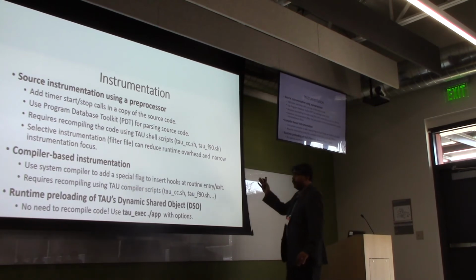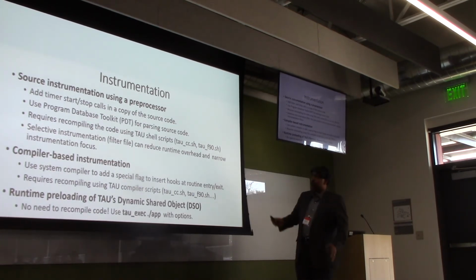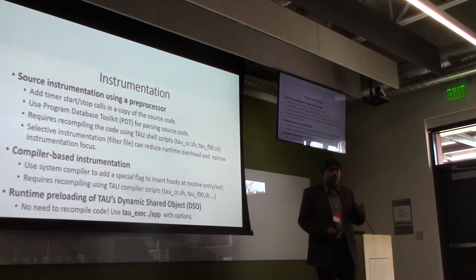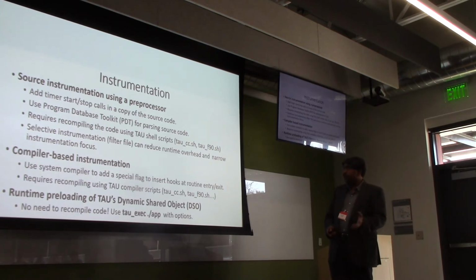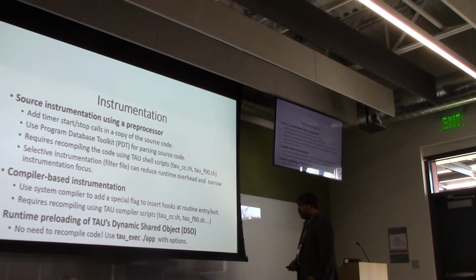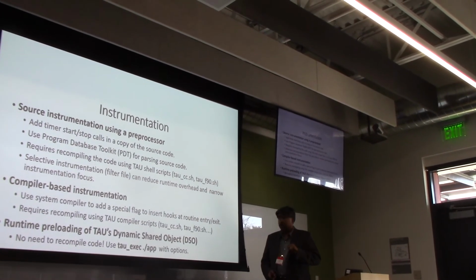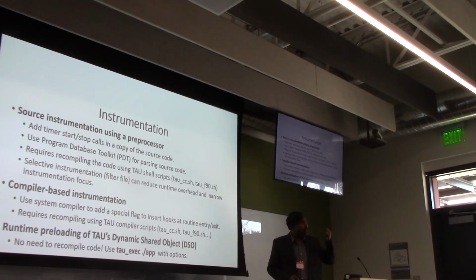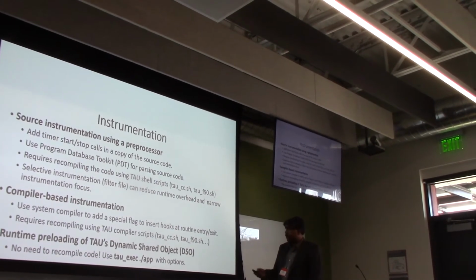So the phases for instrumentation include source instrumentation for traditional languages like C, C++, Fortran, where you can use a framework in TAU called the Program Database Toolkit that parses the source code, and using the internal representation, you can add hooks to a copy of the source code, and you can also use the selective instrumentation filter file to reduce the runtime overhead of what you're instrumenting. You have support for compiler-based instrumentation where hooks are added to your application code by the compiler directly during the compilation process.